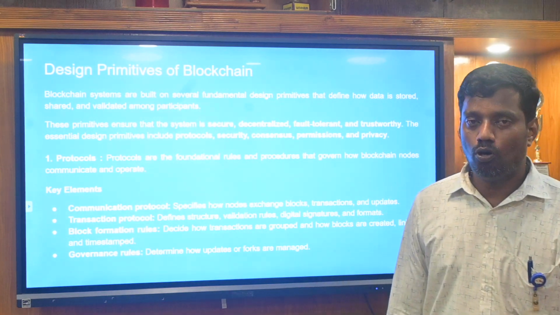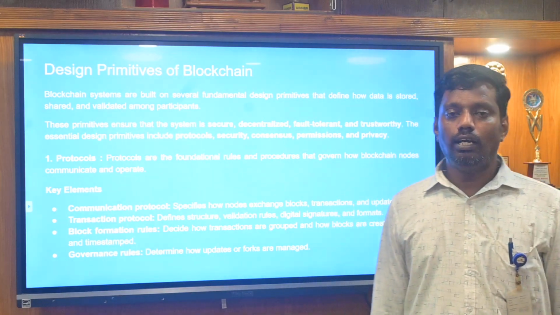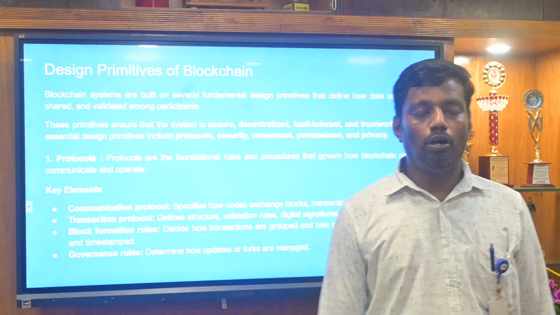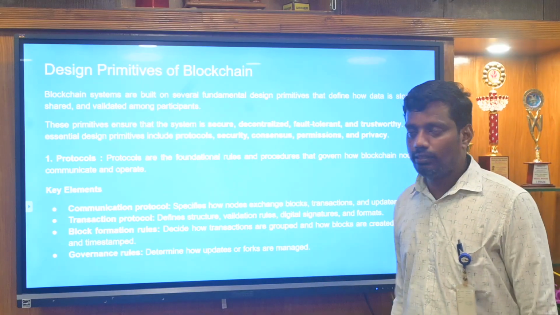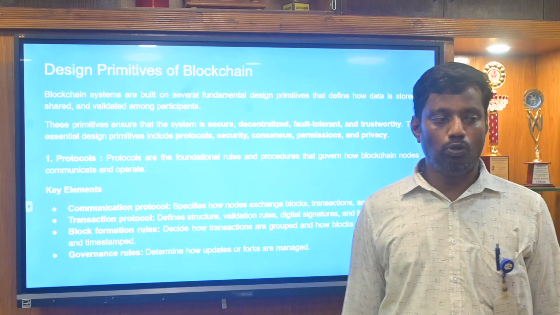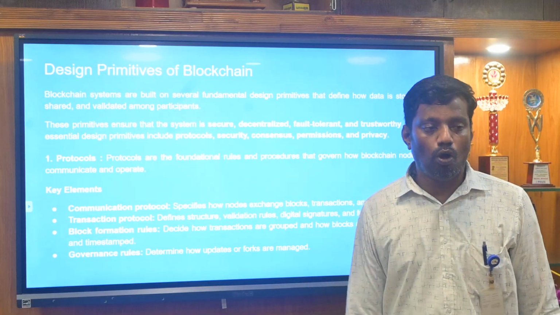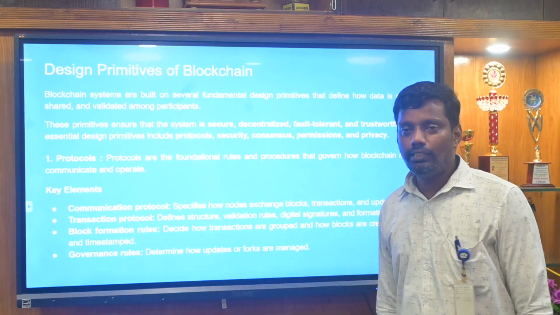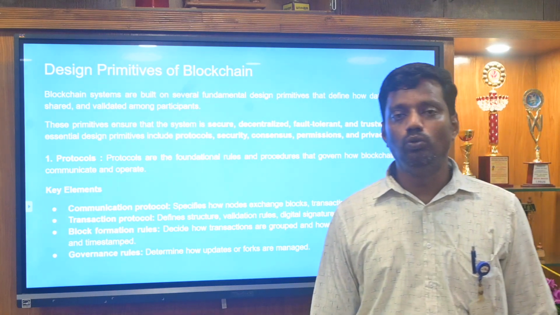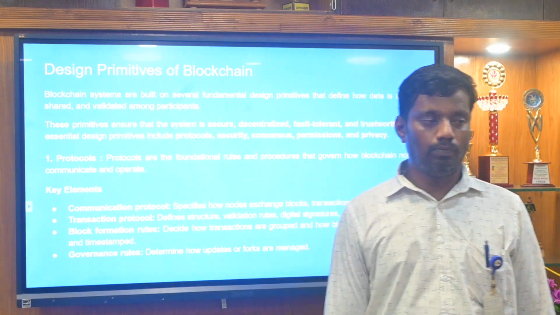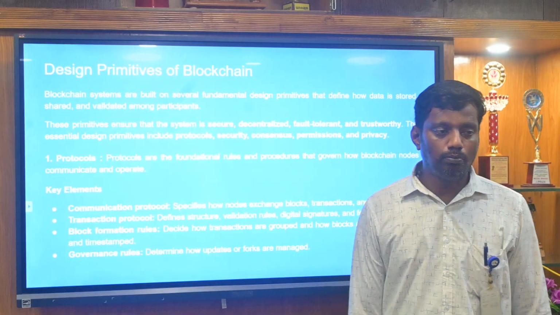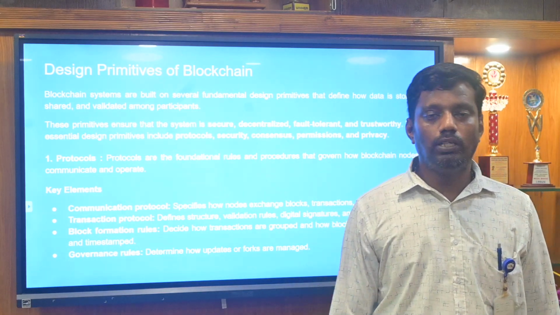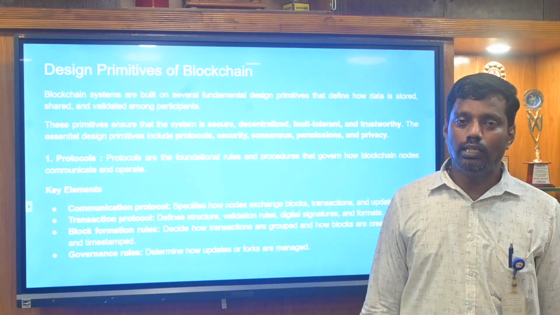When you talk about the first, the protocol, we know it is a set of rules which has the foundational rules and procedures that govern how the blockchain nodes communicate and operate. And followed by that, the key elements inside these protocols are, one, the communication protocols, which specify how the nodes exchange the blocks and the transactions along with their updates. The next one, the transaction protocol. This defines the structure of a block as well as the validation rules, digital signatures and other formats. And the block formation rules say how transactions are grouped, as well as how the blocks are created, linked and time stamped.